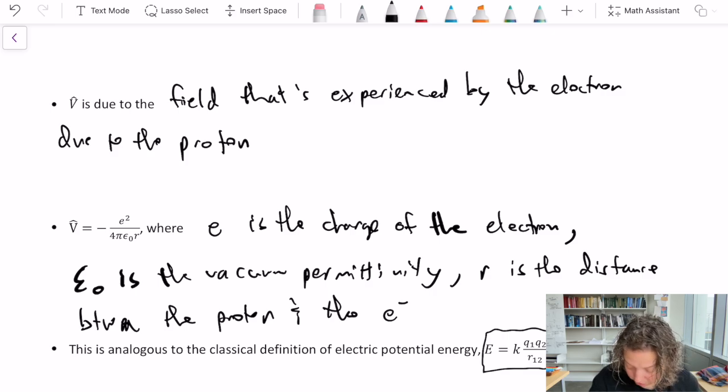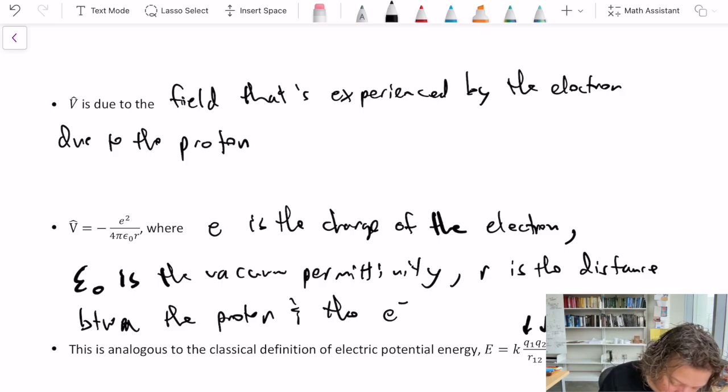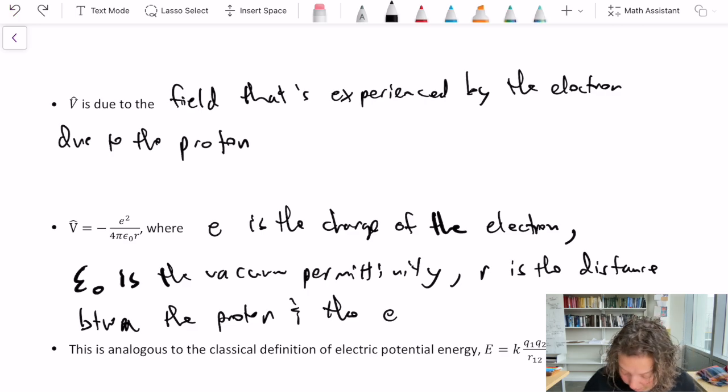Coulomb potential energy. So in this equation, if we want to know the Coulomb potential energy between two charged particles, we take their charges, we multiply them together. That's essentially what we're doing here. And then that's equal to some constant, and then divided by the distance between the two particles. So that is essentially what we've got going on in this potential energy operator.